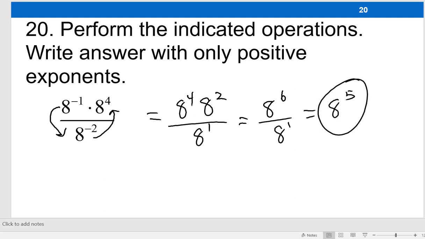If that lost you there at the end, then you should be writing out 6 8s divided by 1 8. The answer is not 1. Only one of the 8s cancels out, leaving us with 5.